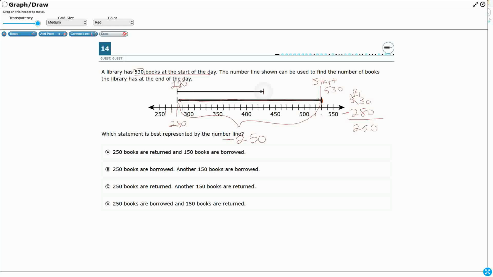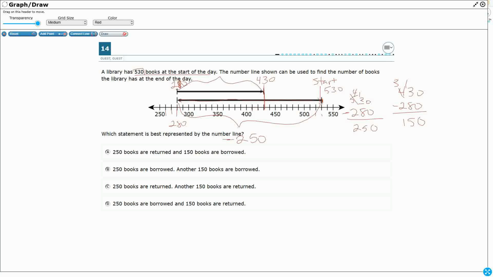Now it's going up here. Let's see what this is. 410, 420, 430. So 430, we're counting by tens on our number line. So now it moves from 280 up to 430. So what's the difference? Well, let's subtract again. Let's get 430. Let's subtract 280. Let's see what that jump is. And that's going to be 150.